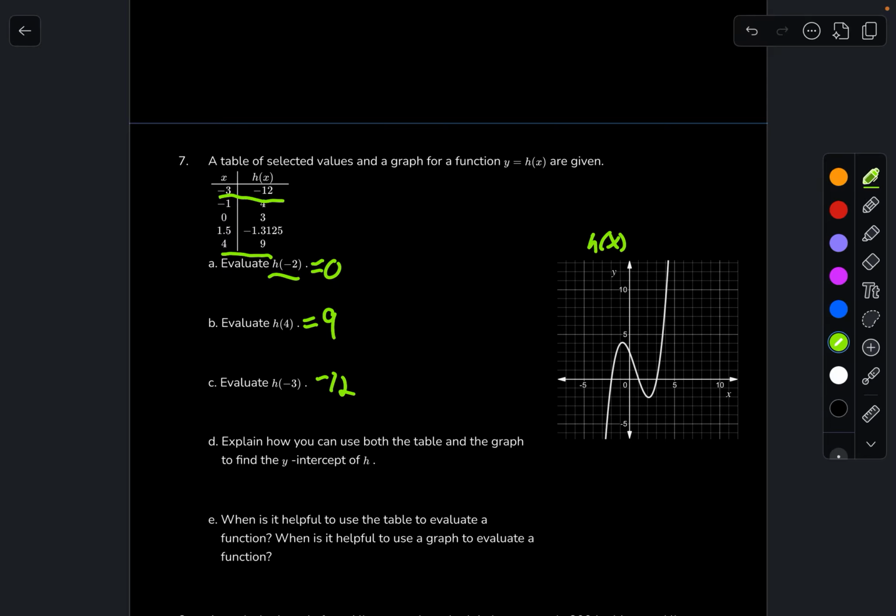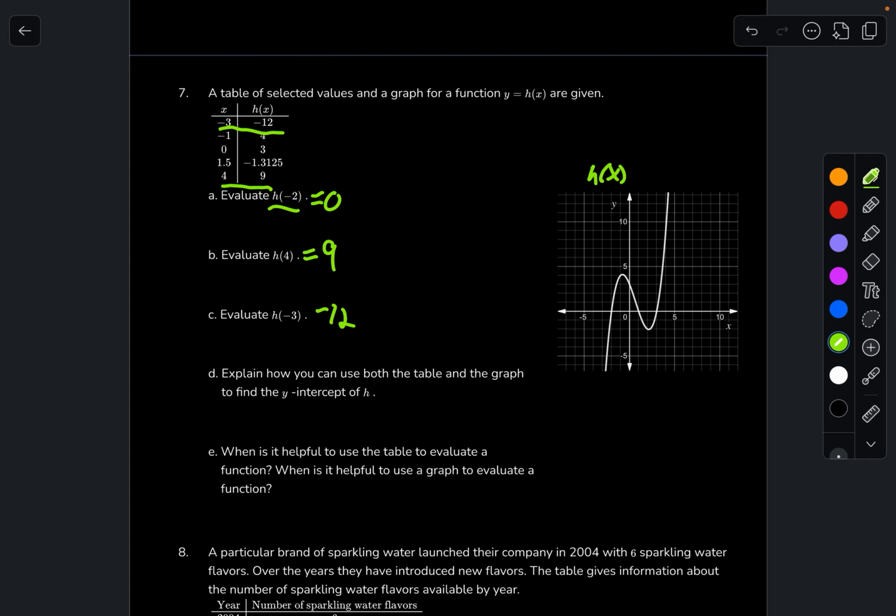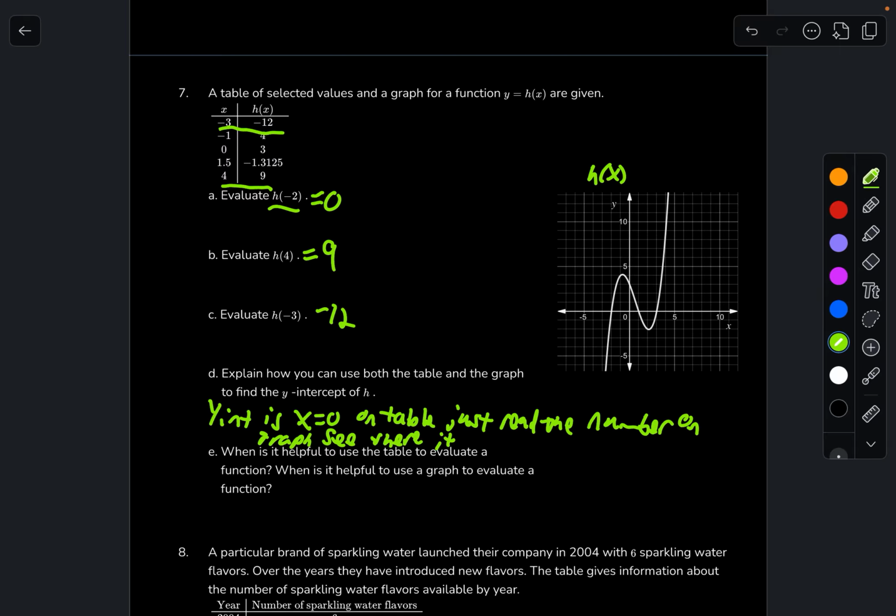Explain how you can use both the table and the graph to find the y-intercept of h. Y-intercept is x equals 0. On the table, just read the number. On the graph, see where it crosses the y-axis.